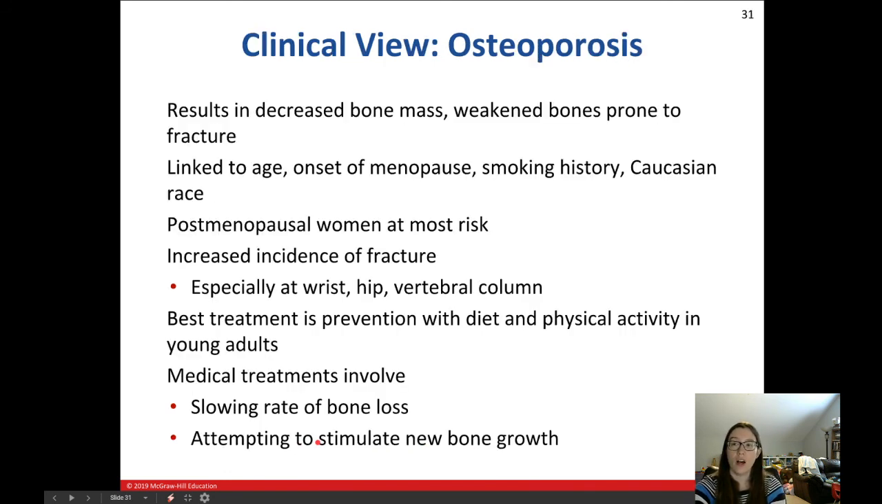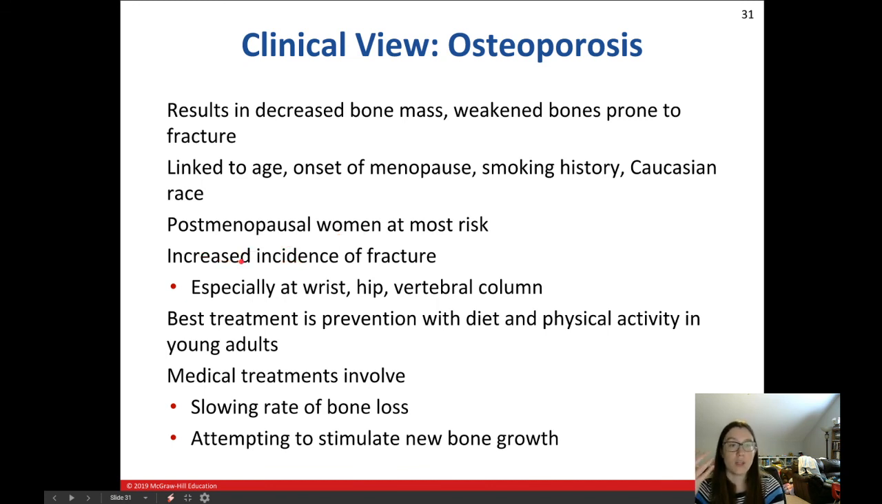Osteoporosis is clinically very important. It is linked to age, so older age, and the onset of menopause in women. Smoking history and Caucasian race can also play a part, and people who have a smoking history or are Caucasian are more likely to have this. Once again, postmenopausal women are at most risk because of those lowered amounts of sex hormones.